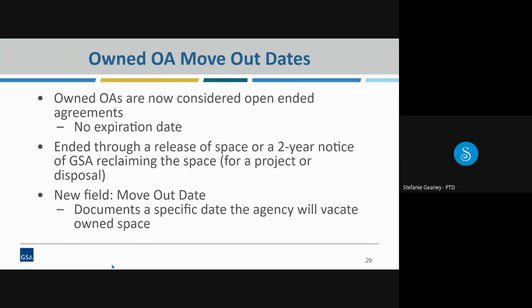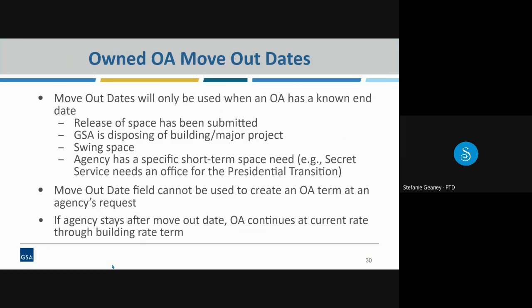In owned occupancies, one big change you'll notice is that there are no expiration dates. Individual OA rates like shell and operating continue to have expiration dates, but the OAs themselves are open-ended. Customer agencies just give us notice when they're ready to leave their space, and the move-out date becomes the expiration date.